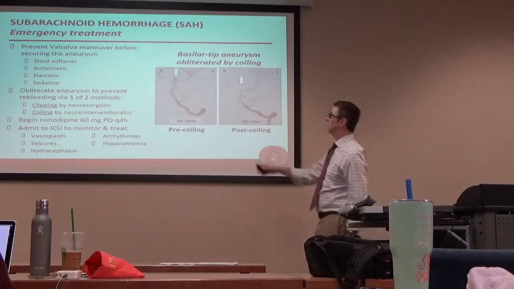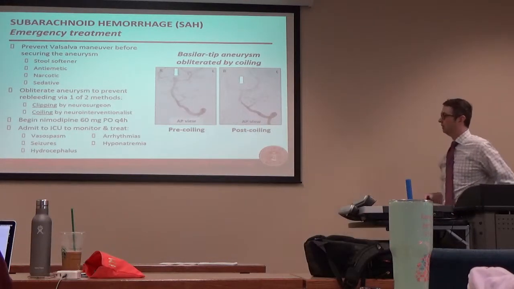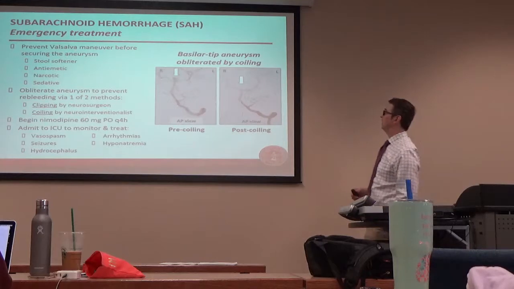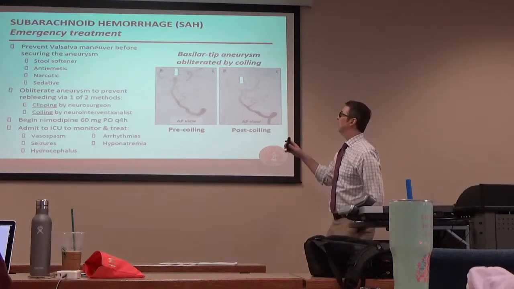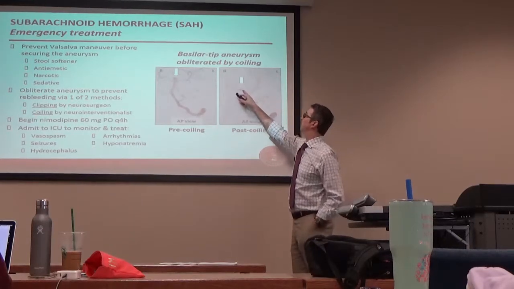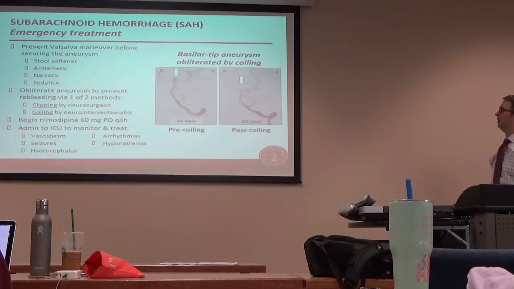See that huge circle right there? That's a monster basilar tip artery. If that thing were to re-rupture, man, that would be devastating. And then coiling is where they actually put titanium wires that coil and ball up in there to obliterate the aneurysm. And you can see the coil mass on the picture on the right.